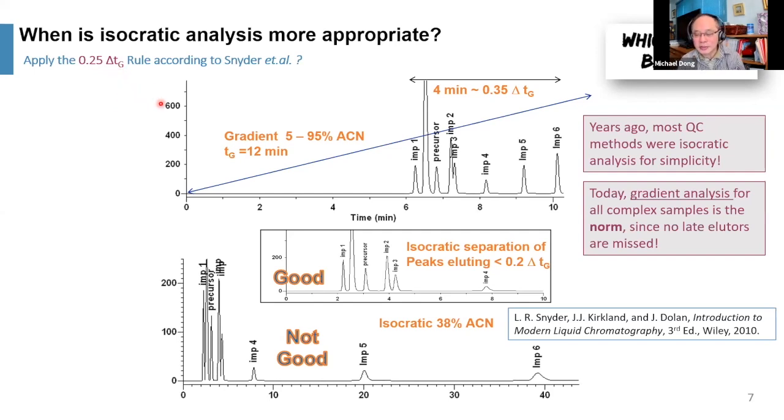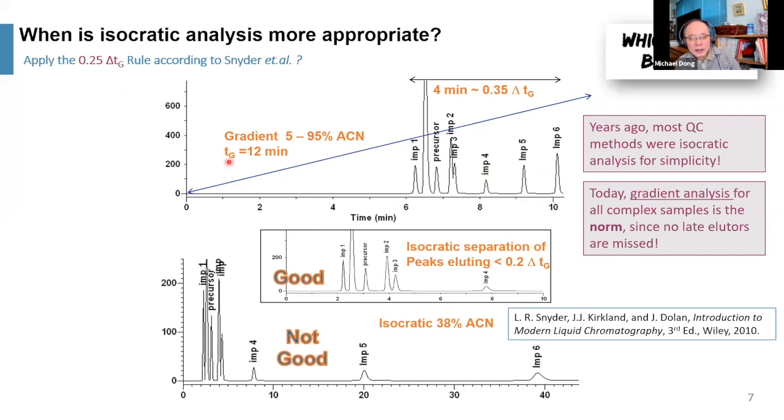So that's according to Dr. Snyder, right? I don't kind of agree with that, but this is the rule, which is very simple. Now, what do you mean by 0.25, right? So here is an assay. Actually, it's an experiment that I set up to prove how that works. So we have a number of peaks in here, right? So 1, 2, 3, 4, 5, 6, 7, 8. We have 6 impurities plus a precursor plus an API, right?